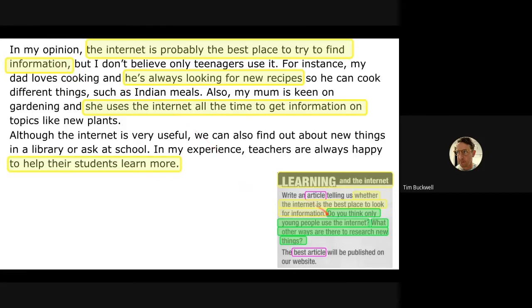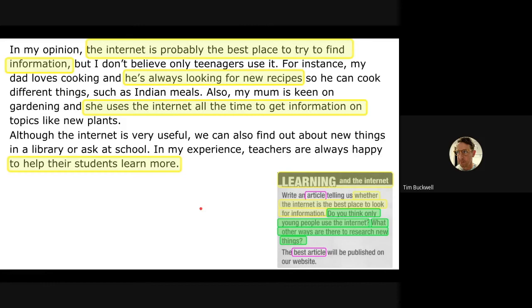And so it is answering that question. Is the internet the best place to look for information? He's also talking about looking for new recipes, using the internet all the time to get information, and how teachers are also willing to help their students to learn more. So this is talking about learning, and it's talking about the internet, and it's answering the question whether the internet is the best place. It's talking about other places which are available, teachers are available, libraries are available. So it is talking about the subject of learning in the internet.